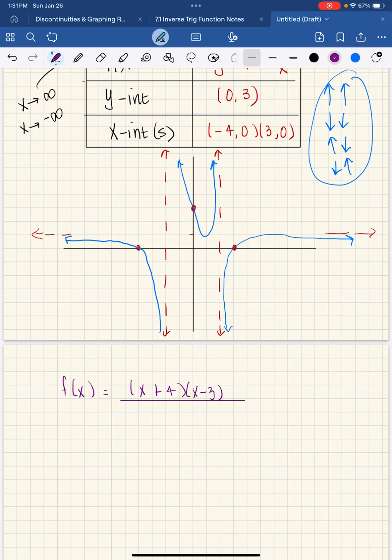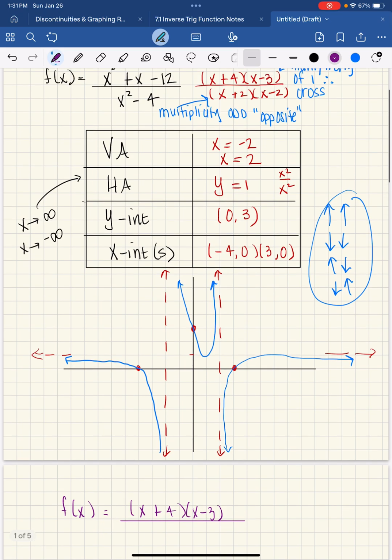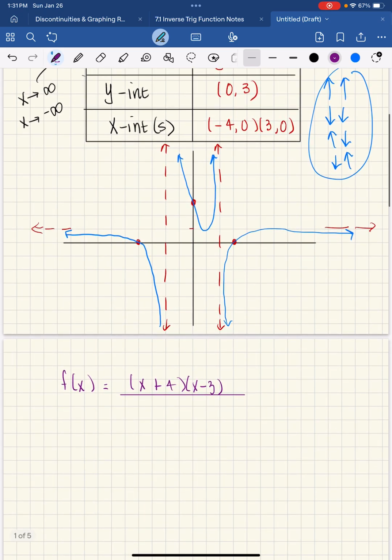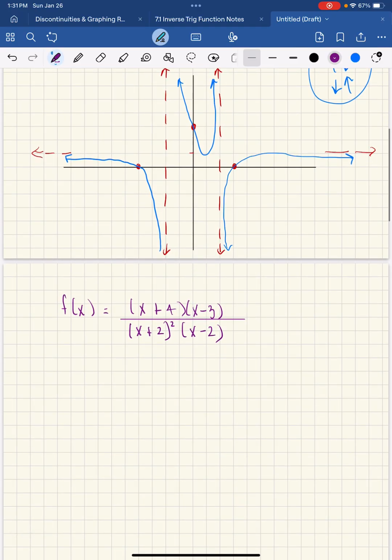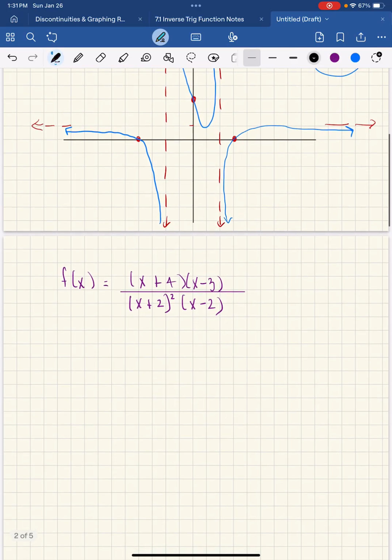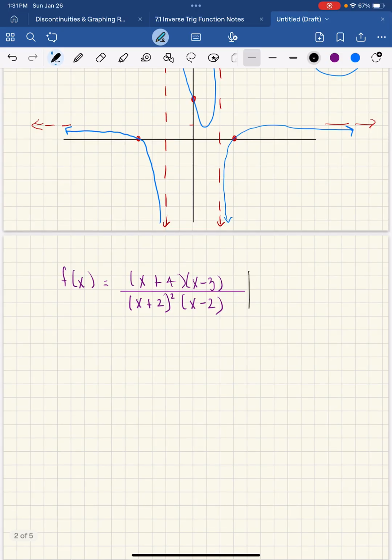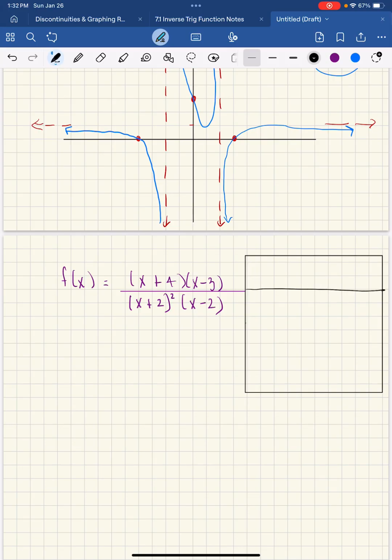And we're going to change the denominator. Instead of being x plus 2 times x minus 2, we're going to have it be x plus 2 squared times x minus 2. This is going to drastically change things. My x-intercepts aren't going to change, and my vertical asymptotes aren't going to change, but my horizontal asymptote is going to change, and this graph is going to look wildly different. No hole, because we didn't reduce anything.